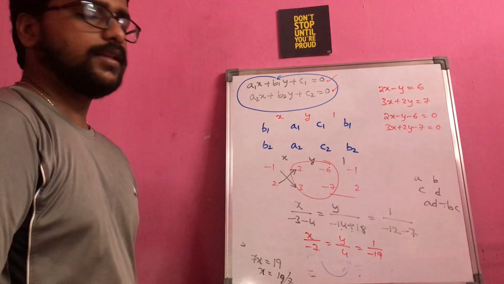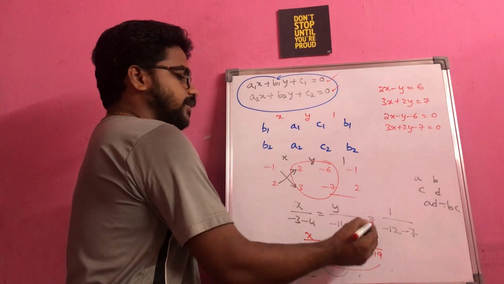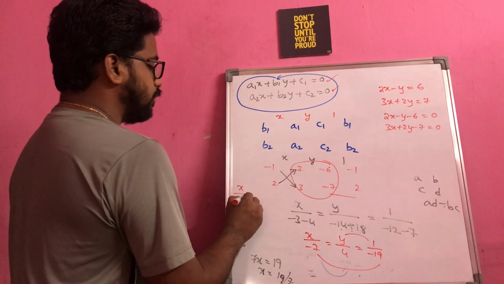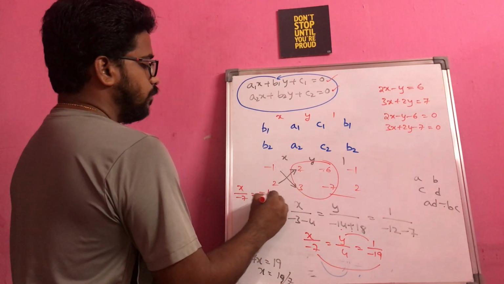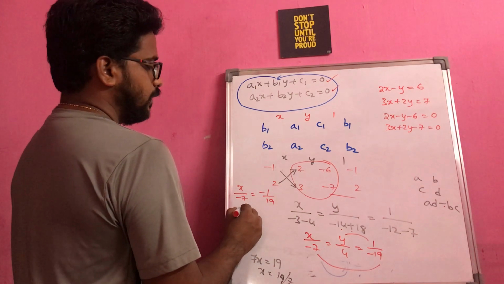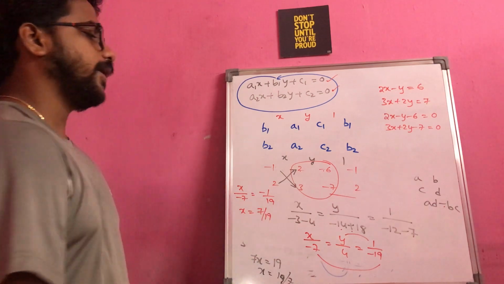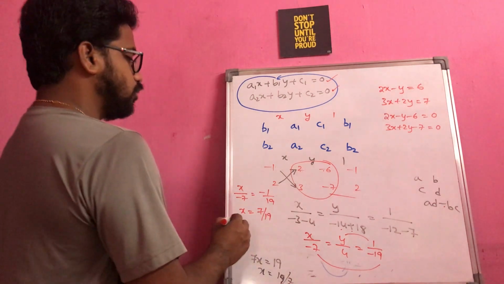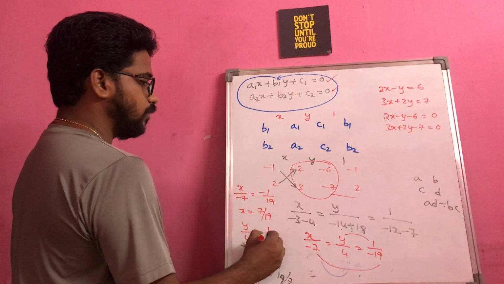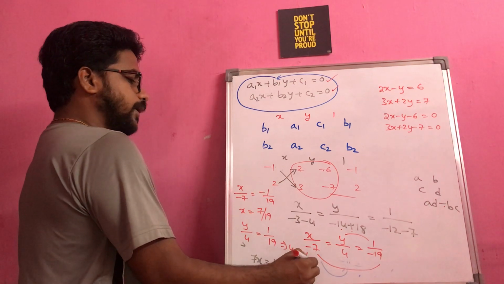So we have to find the values of x and y. I will equate the first and last, and then the second and last. If I equate first and last, x by minus 7 is equal to minus 1 by 19, so I am getting x is equal to 7 by 19. Similarly, for y by 4 is equal to 1 by 19, I am getting y is equal to 4 by 19.